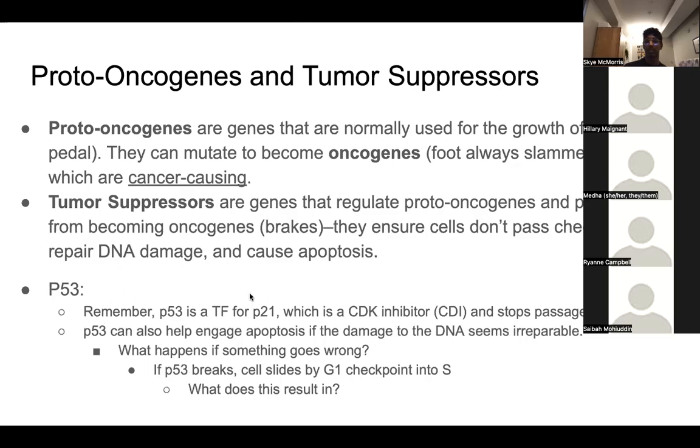Right. The key thing is that it stops the passage into S at the G1 checkpoint, and it can engage apoptosis if there's significant damage to the DNA, if it's irreparable, if the cell is too screwed to be able to go on, right? That would make P53 a tumor suppressor, right? So if you have a loss of function, if P53 breaks, if a tumor suppressor in general breaks, the cell's going to be able to slide past that checkpoint and result in cancer.